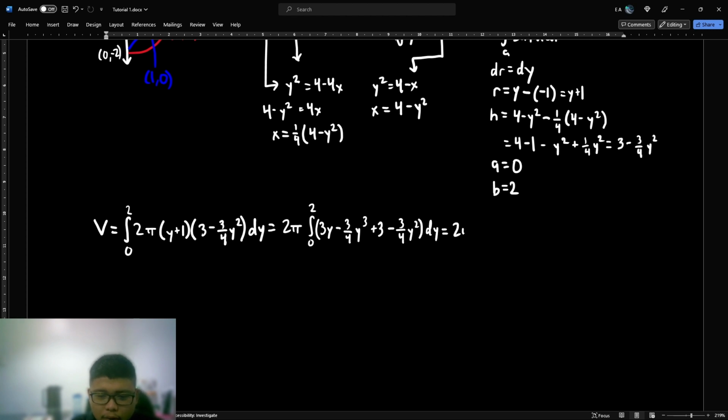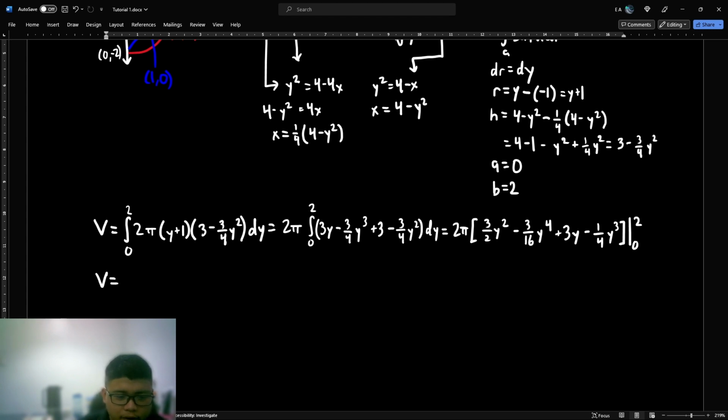So this would be equal to 2 pi times 3/2 y squared minus 3 over 16 y to the 4th plus 3y minus 1/4 y cubed, evaluated from 0 to 2. Since the lesser number is 0, we could simply just substitute 2 into this equation.